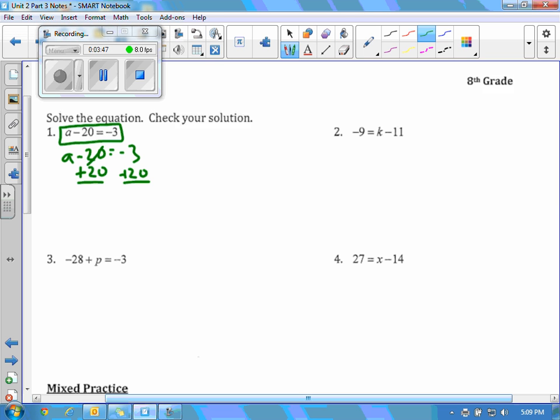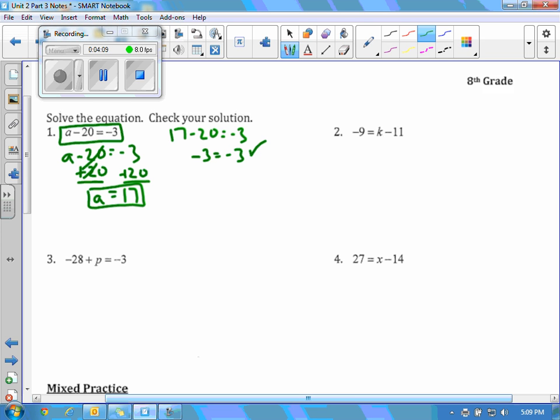Negative 20 and 20 cancel each other out. So I have A equals, and then negative 3 plus 20 is 17. So that's going to be my answer there. They ask you to check the solution, so I plug in 17 for A. 17 minus 20 is negative 3, so I get negative 3 equals negative 3, which is correct.